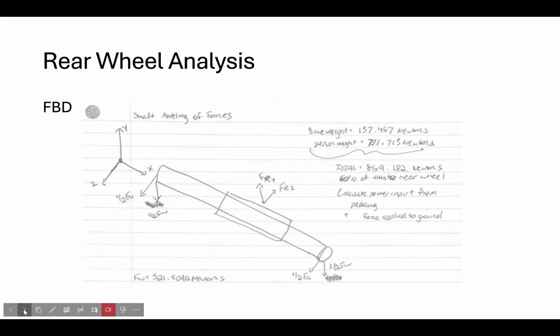Here is one of the free body diagrams for the entire axle itself. You can see that on the sides, where it's bolted into the bike, is where it takes half of the force of the weight and half of the force of the total acceleration on both sides. And then the reaction forces are found in the middle, where the bearing is holding the actual wheel itself.